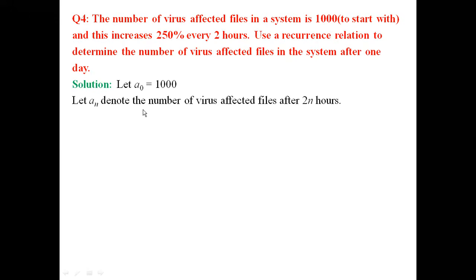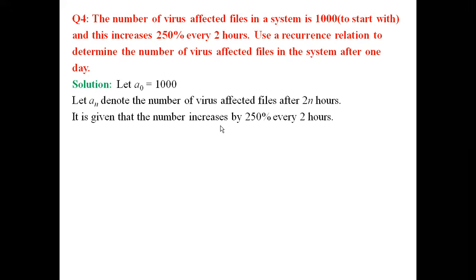Let An denote the number of virus affected files after 2n hours. We are generalizing, taking the An term as a general expression to say it is the number of virus affected files after every 2n hours. We took it in the form of 2n hours because the given data is based on a 250% increment every 2 hours. So we are multiplying 2 into n hours.